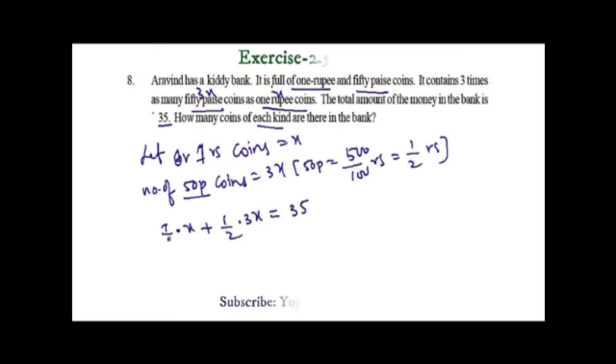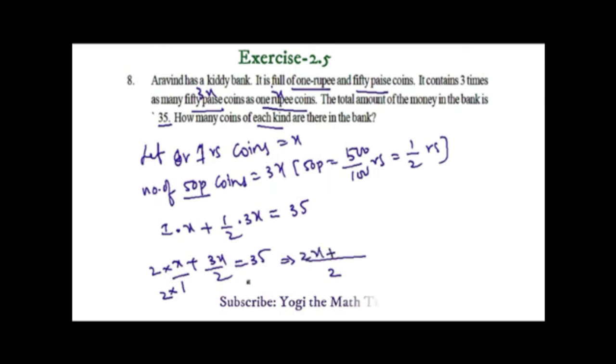Here we are multiplying 1 rupee coins into x coins, then 50 paisa coins into 3 times of x coins is equal to 35. Now 1 into x we are getting x, plus 3x by 2, which is equal to 35. Now take the LCM of this denominator. LCM we are getting as 2, then the numerator multiplied with 2, that is 2 times x plus 3 times x, which is equal to 35.